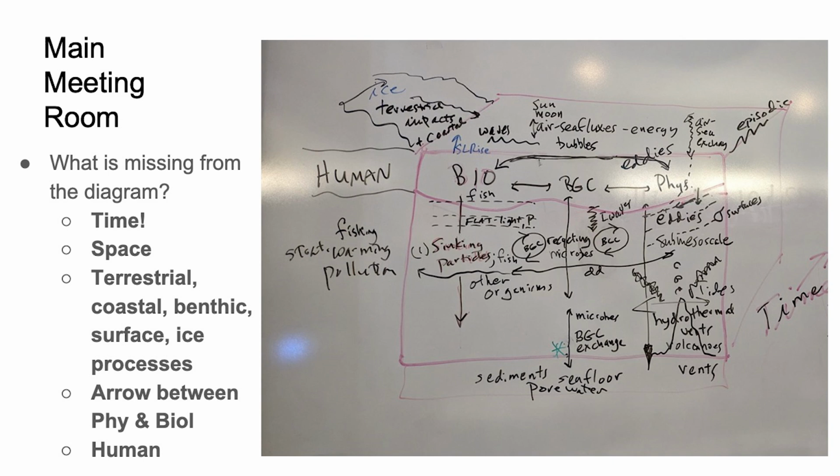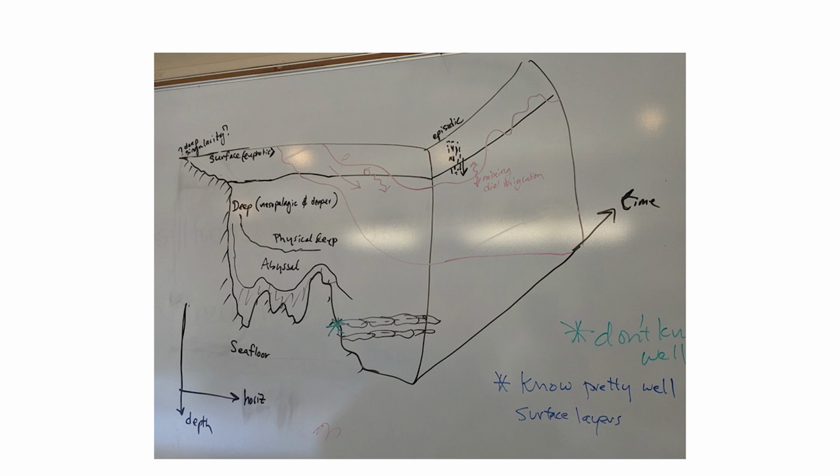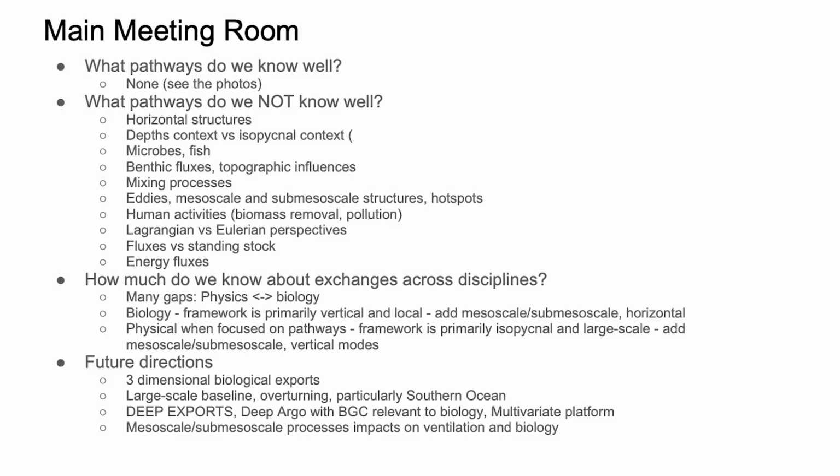Okay. Then we got into that. So let's see if we can summarize. So these are the 2 diagrams that are on the board. What pathways do we know well? After some discussion, we decided the answer was none. Cut off the discussion. What pathways do we not know well? All of them. So there's an edge to our knowledge in everything.